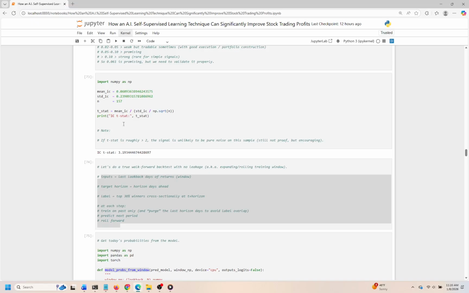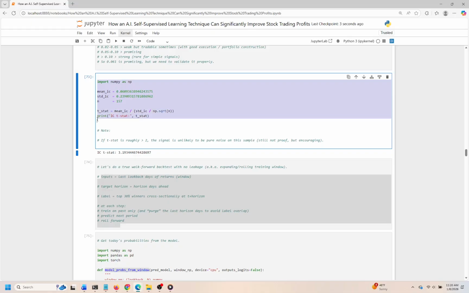This foundational analysis will set us up well for the next cell, where we'll likely dive deeper into validating our results and exploring potential strategies for improving our model's performance. Cell 13. In this cell, we're diving into the calculation of the t-statistic for the information coefficient, often abbreviated as IC. This is a crucial step in assessing the reliability of our signal.